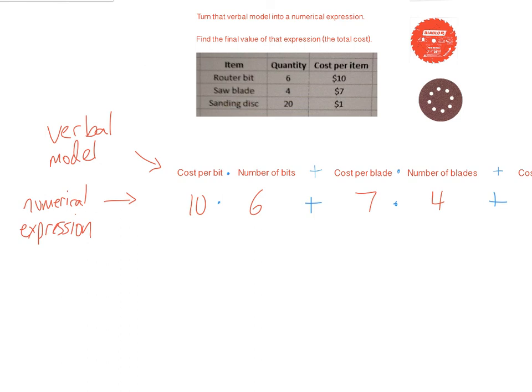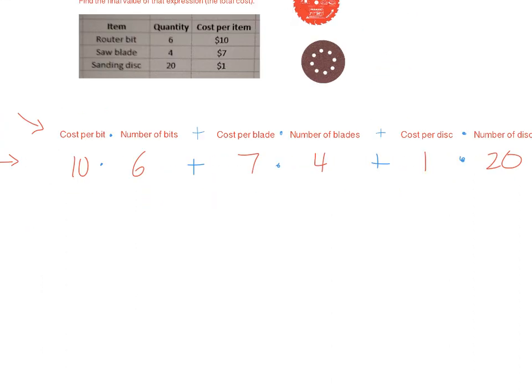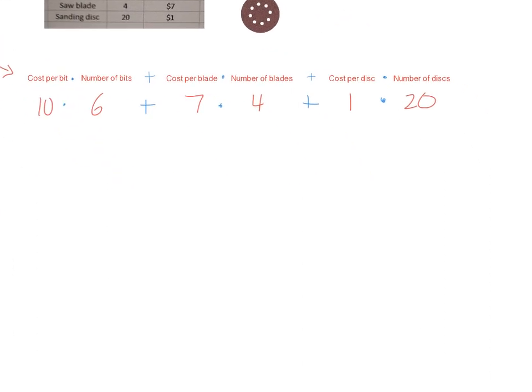All right, so this is really important. We need to understand that this was the verbal model here, and this is the numerical expression. Why is it numerical? Because it's got numbers, numerical, right? Okay, so the last thing we need to do is obey some order of operations. Well, I've got lots of multiplying and lots of adding. What comes first? Well, GEMDAS says multiply comes before add, right? So let's do all the multiplying.